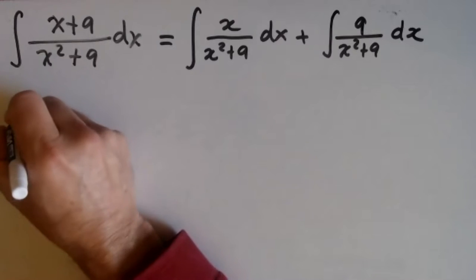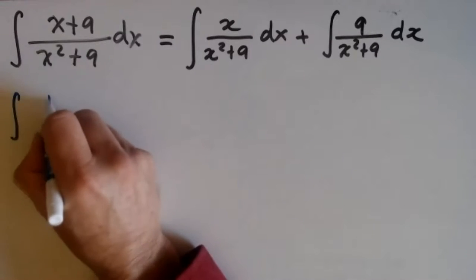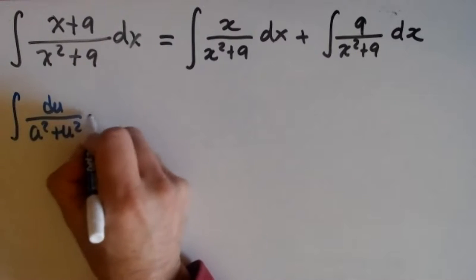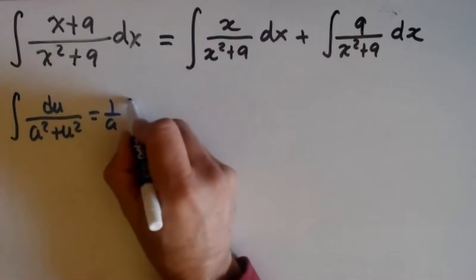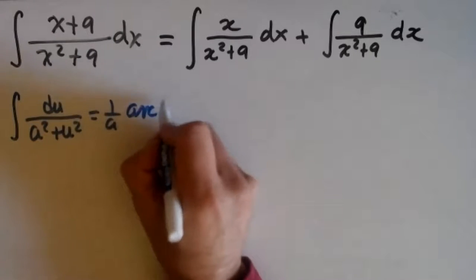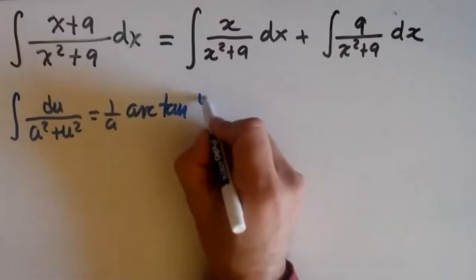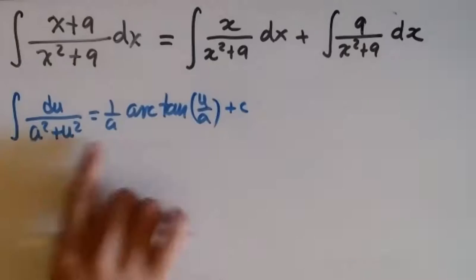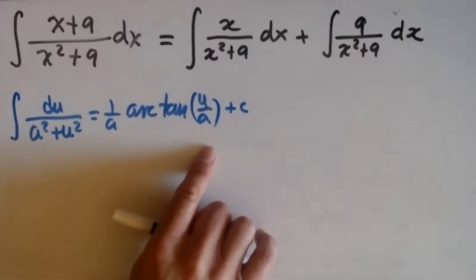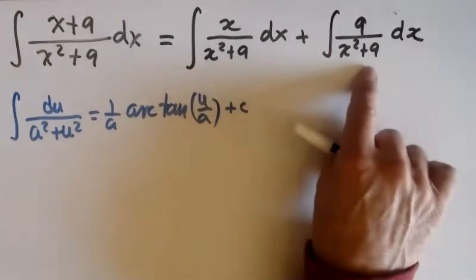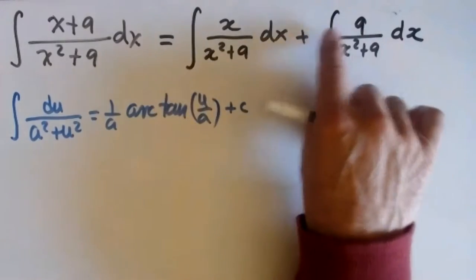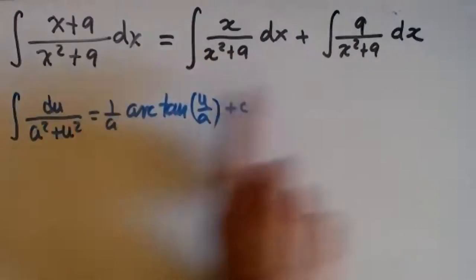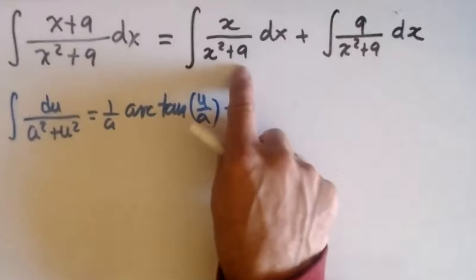So I have the integral of du over a squared plus u squared is 1 over a, the arctangent of u over a plus c, correct? This is my first formula. What is the other formula? This is going to be for this one. The 9 can be moved out, so the 9 is not a problem. Constants are never a problem. So this is going to solve this one. But what about this one?